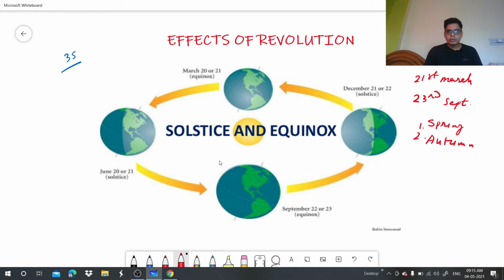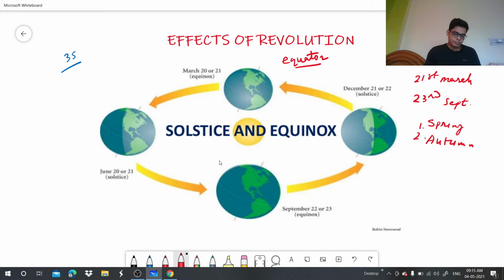Directly sunlight falls on the equator on these two days. That's the main thing. So this time we call equinoxes: in the northern hemisphere, 21st March is the spring equinox, and 23rd September is the autumn equinox.